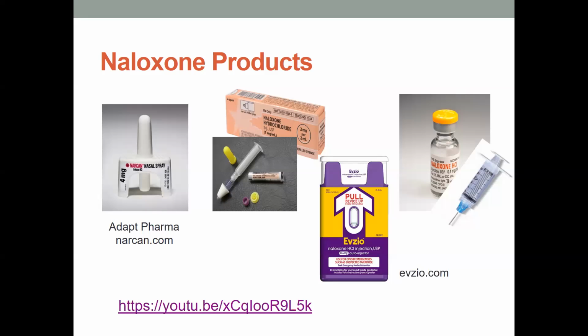This is Narcan nasal spray. It comes in a box with 2 doses. You're going to take 1 dose out of the box, remove it from the packaging, and the applicator goes in 1 nostril, and you're going to depress the plunger with a quick, firm push.